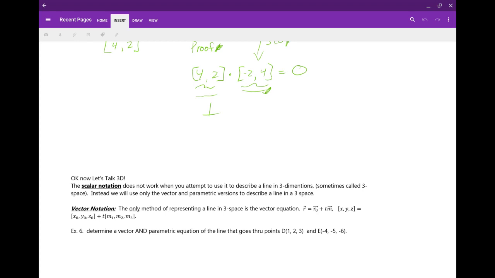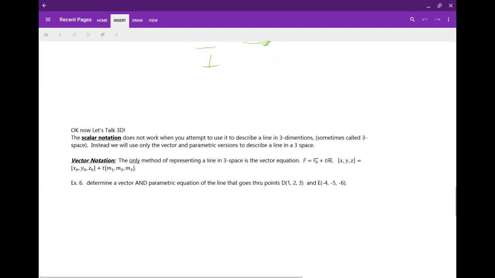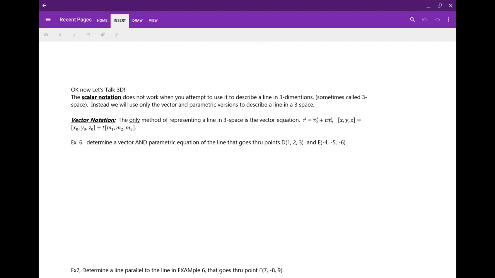So remember that the scalar notation does not work when you attempt to use it to describe a line in 3 dimensions, sometimes called 3D, sometimes called 3 space. So instead, we'll use only the vector and parametric versions as described in the previous section. So the vector notation is the only method working, okay? I know I've said this a bunch, so I think you guys have that figured out.